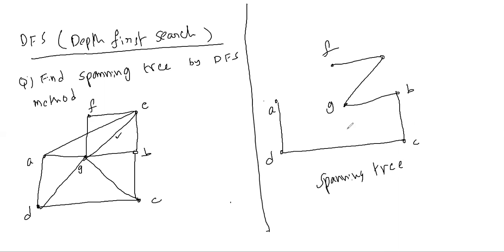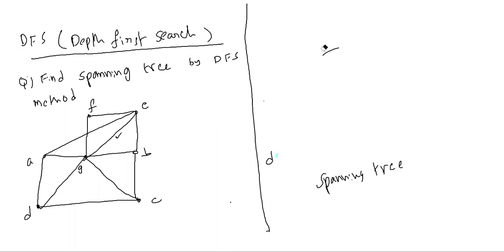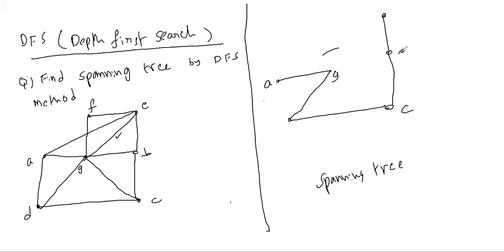Someone may say no, I can go in another way. For example, started with A to G. Somebody going A to G, G to D, D to C. Next, C to B, B to E. Next, E to F. This is also a spanning tree.